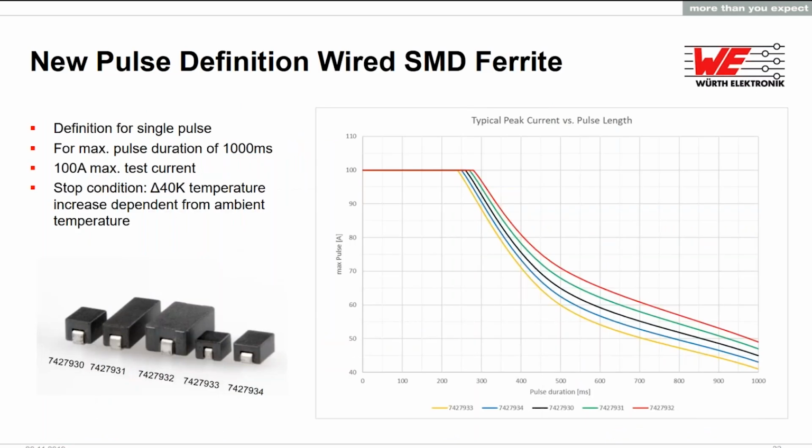And lastly, we have a new pulse definition for the PBF series. This definition is a new setup where we try the pulse duration of 1 millisecond, and the condition is when the part is running at room temperature until a difference of 40 Kelvin. Usually we can see that at 1000 milliseconds, so 1 second, most PBFs here can take at least 40 amps in current.